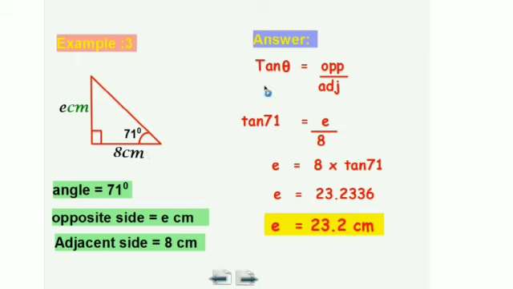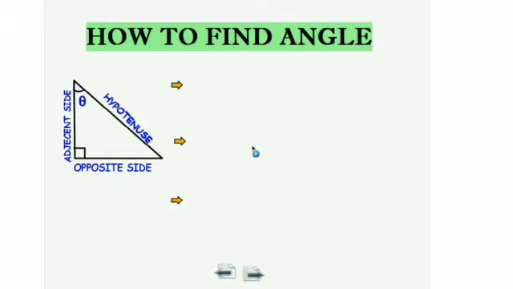So we learned now how we will use sine, cos and tan by calculating the sides of a right angle triangle. Now we can check how to find an angle by using trigonometry. So this is our right angle triangle. We learned already this longest side is the hypotenuse, then comparing to this theta, this is our opposite side and this is the adjacent side.